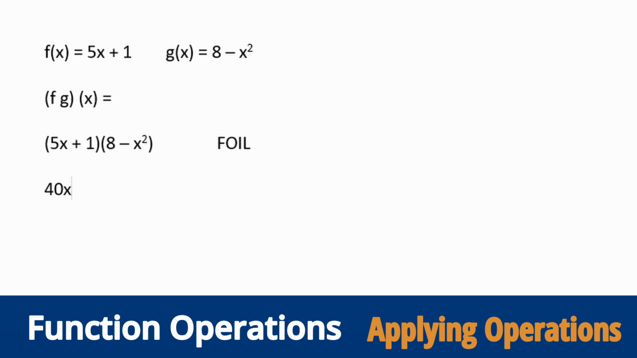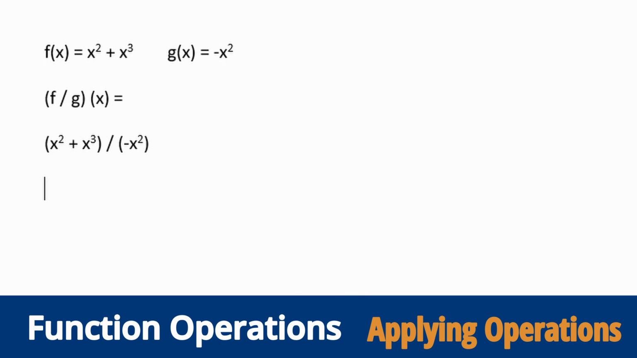Now O is for outer, so you're going to multiply the outer ones, which is going to be 5x and minus x squared. That's going to give us minus 5x cubed. Now I is for inner. You're going to multiply the inner ones, which is 8. And then L is for last, so we're going to multiply the last ones, which is just minus x squared.